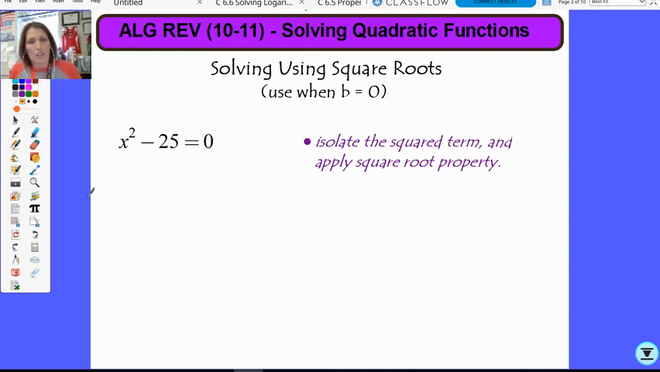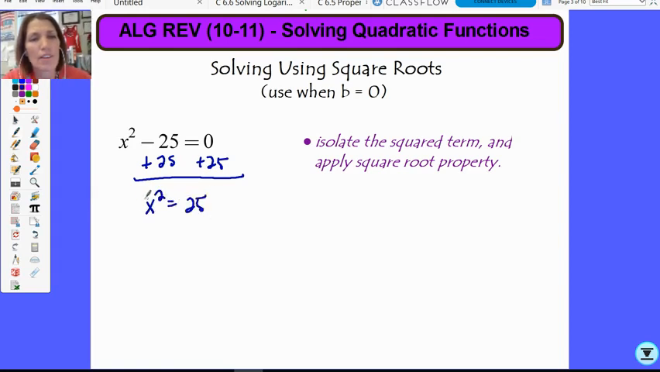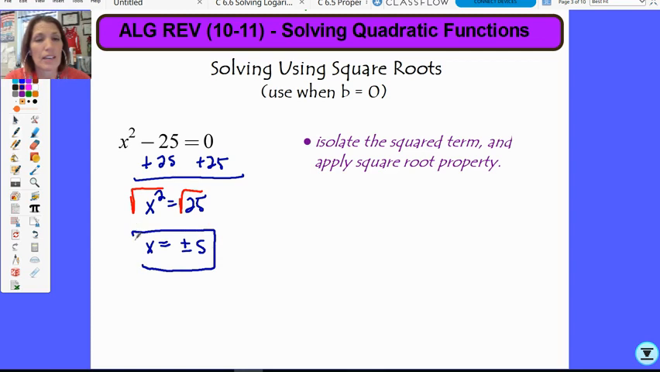So there's another way you could do it. Instead of factoring, you can just add 25 to both sides. So you just isolate that x squared term, x squared equals 25, and then you just take the square root of both sides. And when you do that, you can say x equals, and when you take the square root of both sides, you have to consider the positive and negative solution, because 5 squared is 25, and negative 5 squared is also 25. So we have to make sure we get both the positive and negative solution anytime you take a square root. Okay?